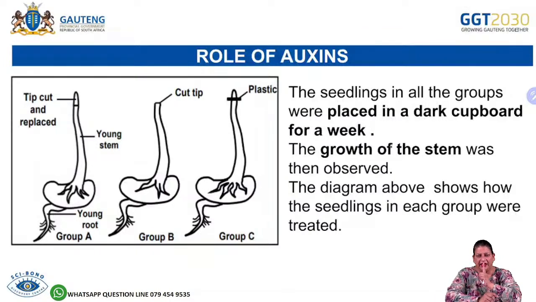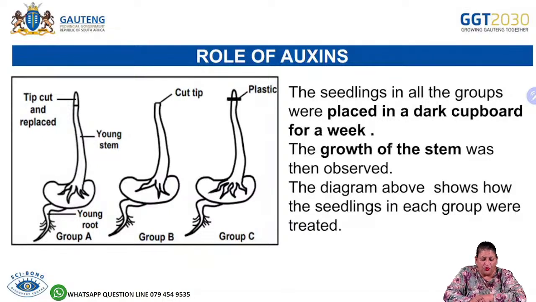So now children, ask yourself, if you're the investigator, what did you control? You control how you treated the three groups. You cut the stem tip off, then you replaced it. The stem tip was cut off, which means you removed the auxins. The third one, you cut the stem tip and then you placed it on plastic, which means now auxins cannot move downwards. Always remember the behavior of auxins. Auxins always move from the tip, they move down and then they bring the reaction up.